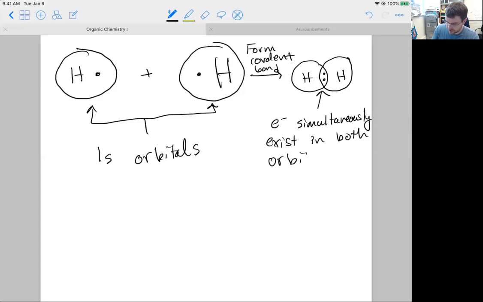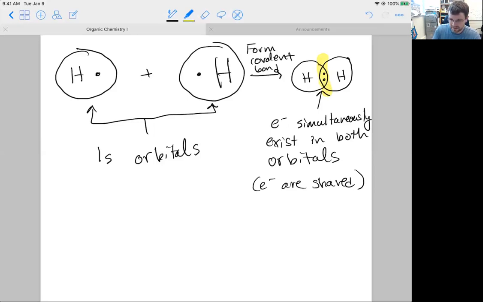So the electrons simultaneously exist in both orbitals. That is to say, the electrons are shared. That's shown nicely by having this overlapping region of the two 1s orbital spheres. There's that little part where they overlap. And so if an electron is in that little part where they overlap, the electron could be said to be in both orbitals at the same time.